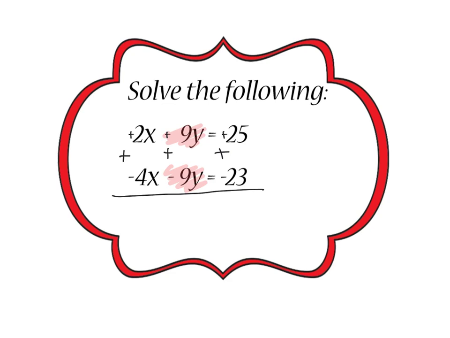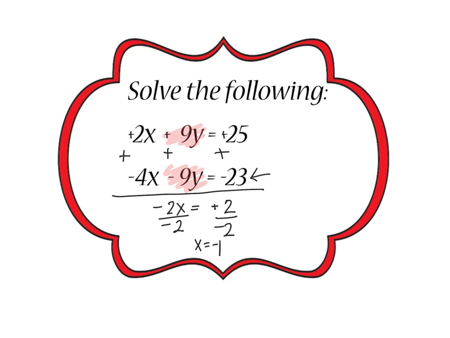So I have 2 plus -4, so that's -2x. The y's cancel. 25 plus -23 is +2. And when I divide both sides by -2, I get x equals -1.